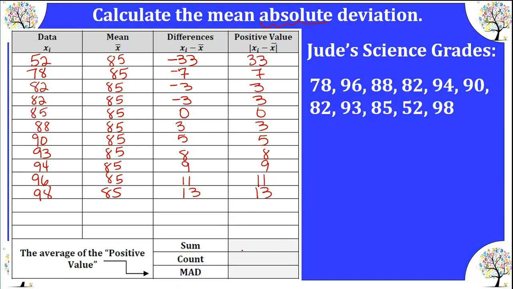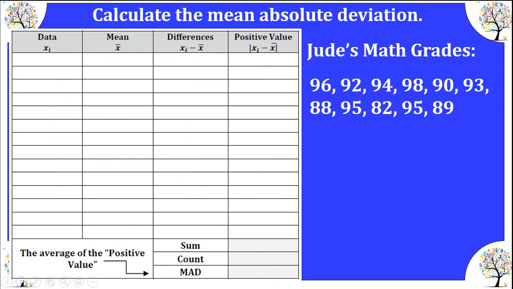So our sum, when we add these together, is 95. And then we had 11 values total. When we average this, 95 divided by 11, we get a MAD value of 8.63. That's saying that each of these data points is about 8.63 units away from the mean. That's an average distance. That's the MAD. It tells us, is our data spread apart or is it clustered close together?